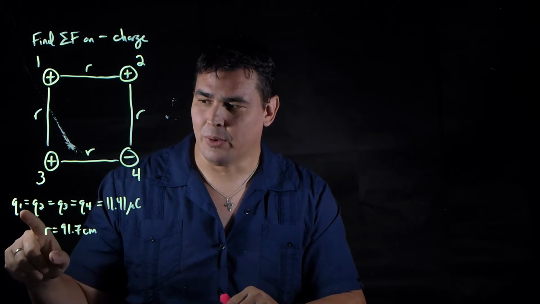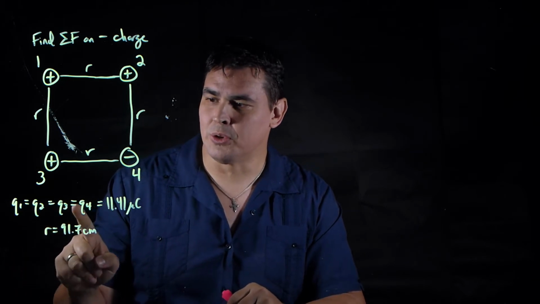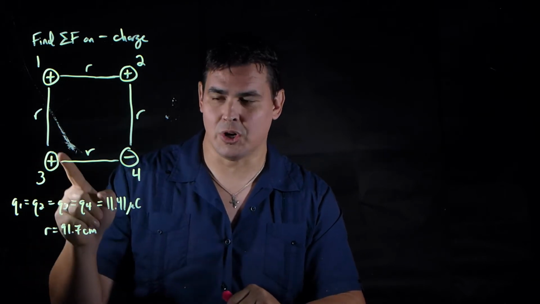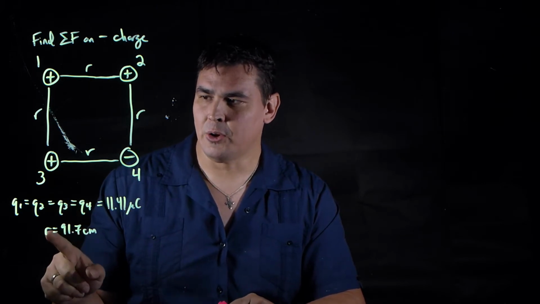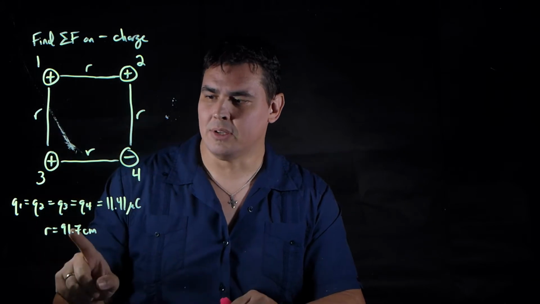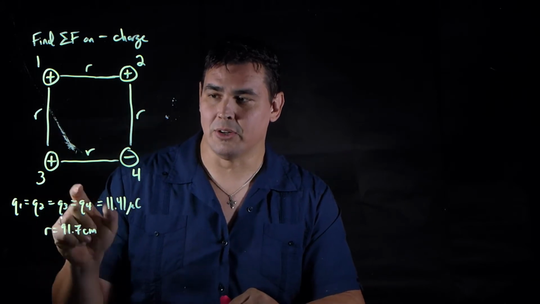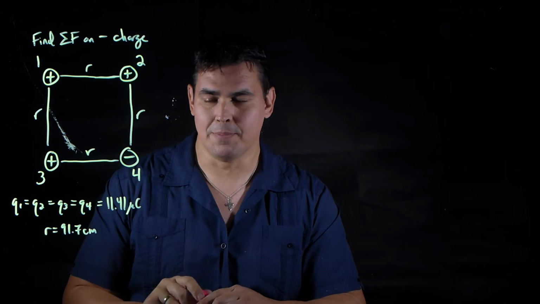I'm also writing down what I know. I know that Q1, Q2, Q3, and Q4, the values of those charges, are all 11.41 microcoulombs. And I know the distance between them is 91.7 centimeters. That's each side of the square, okay?